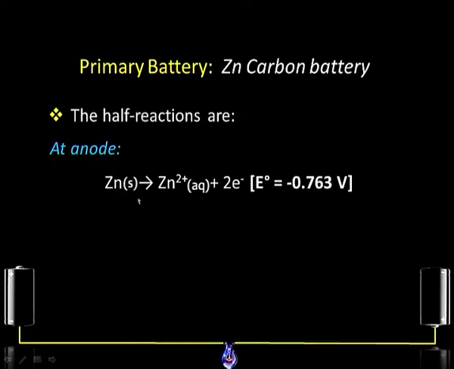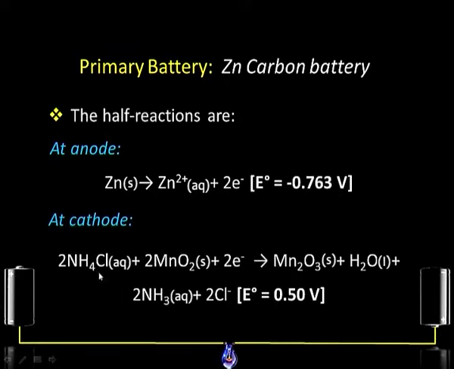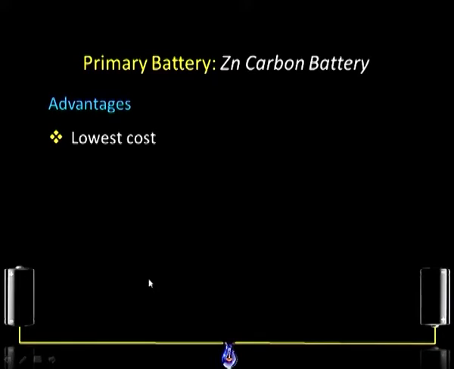If you are talking about the half reactions at anode and cathode, then at the anode when zinc reacts, it will form zinc in ionic form and 2 electrons, and the electric voltage will be minus 0.763 volt. Now at the cathode, when ammonium chloride, that is NH4Cl, reacts with MnO2 and the 2 electrons which came from the anode, it forms Mn2O3, water and ammonia and chlorine.